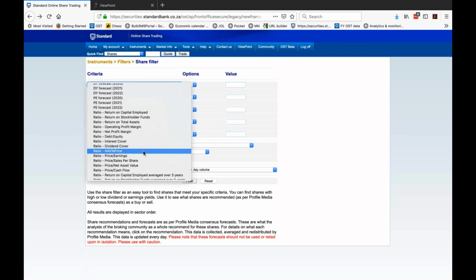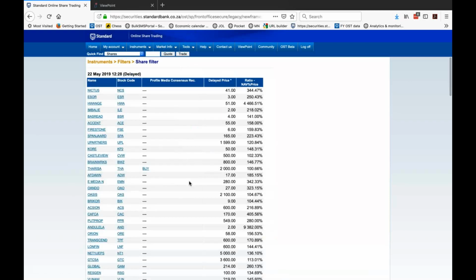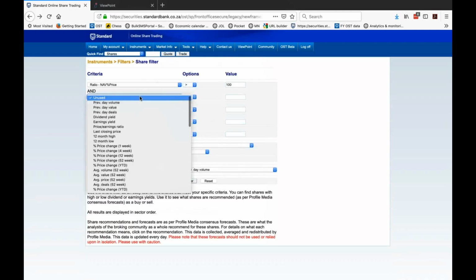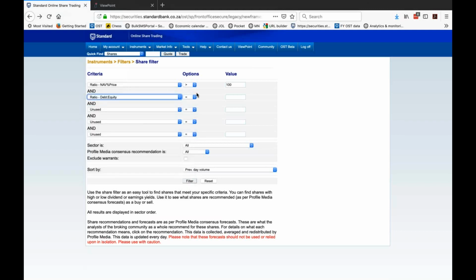Other ones, for example: how about shares trading below net asset value, so net asset value greater than share price? There are a bunch of stocks, and a bunch of these, Basil Read is in bankruptcy, etc. Okay, so we've got a bunch of stocks where net asset value is greater than share price. Let's add a second filter: where debt to equity is less than 1. Let's be fairly aggressive in there.